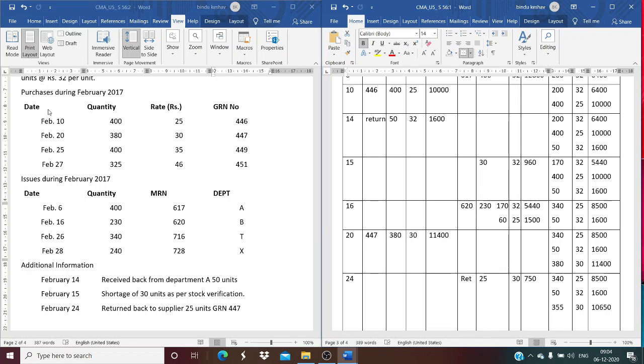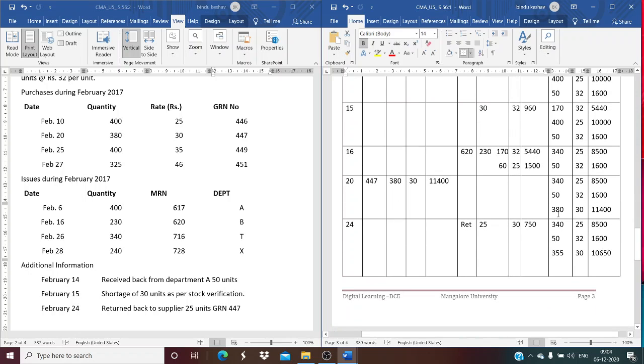The next date as per the information given is February 28th. Quantity 380, purchased at 30 rupees, and the goods received note number is 447. So 20th, receipts, goods received note number 447, 380 units at rupees 30, 11,400. So the balance will be 340 at rupees 25, 50 units at rupees 32 and 380 units at rupees 30. That is the recent purchase.